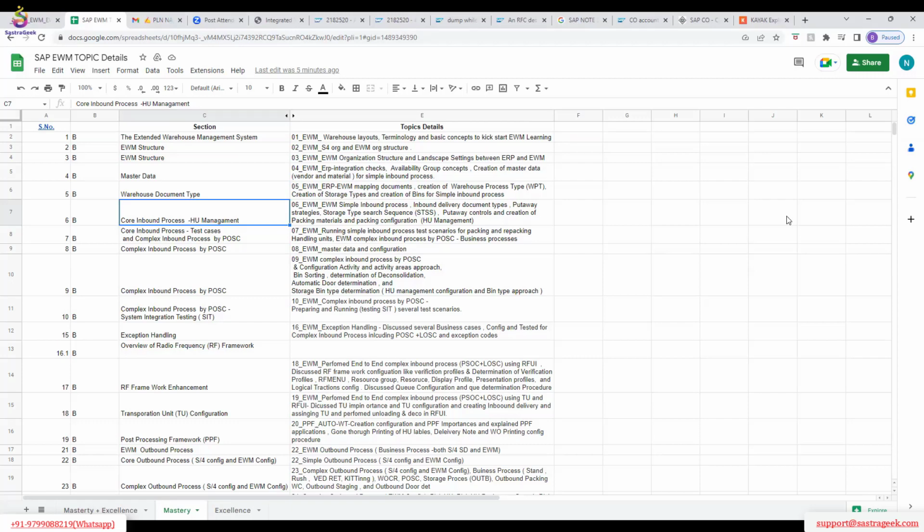What do you mean by HU management? As you know, HU management means handling unit management. How do you define a handling unit? As we discussed last time, it is a packaging material with a product or products, having a unique ID. That is called an HU, a handling unit. The process to do that is called HU management.